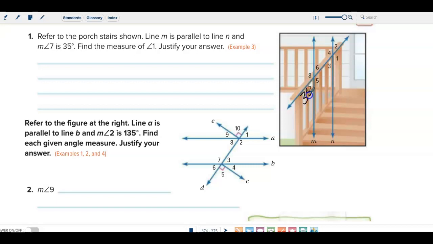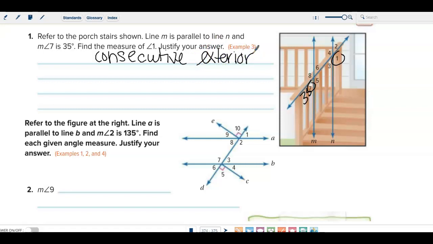So then you need to figure out angle 1. First of all, are they on the same side or opposite sides? Same side. Are they on the outside or inside? Outside, exterior. So they are same side exterior, which means they are consecutive exterior angles, because it's the same side.